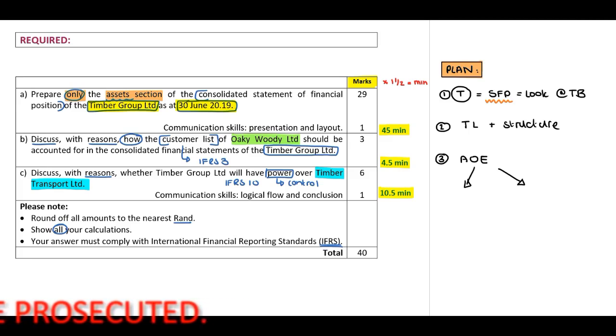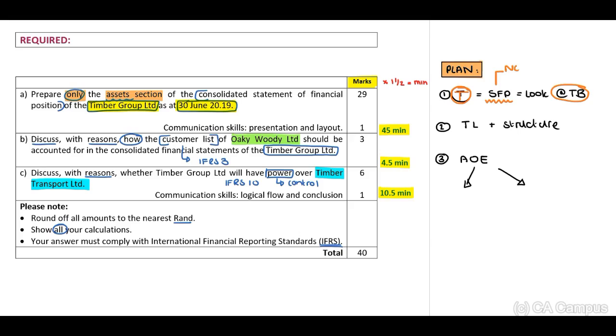Therefore, my first step, I will include a template. Now, guys, templates can have different meanings for each of us. But for me, guys, a template is including a guideline of what I need to do. I will look at the trial balance and I will identify my non-current assets. I will transfer this to my template. I will identify my current assets and I will transfer this to my template.